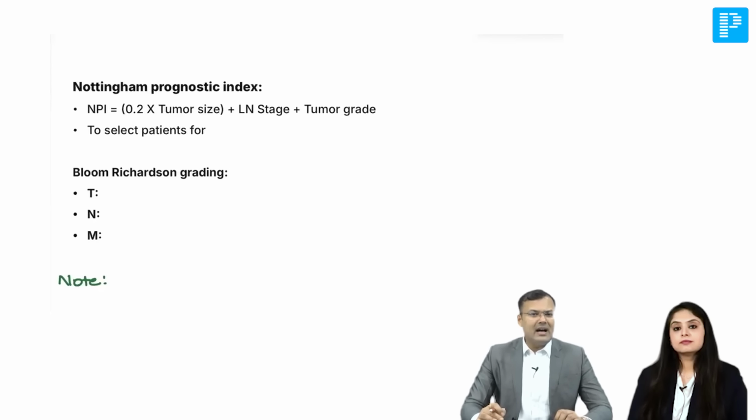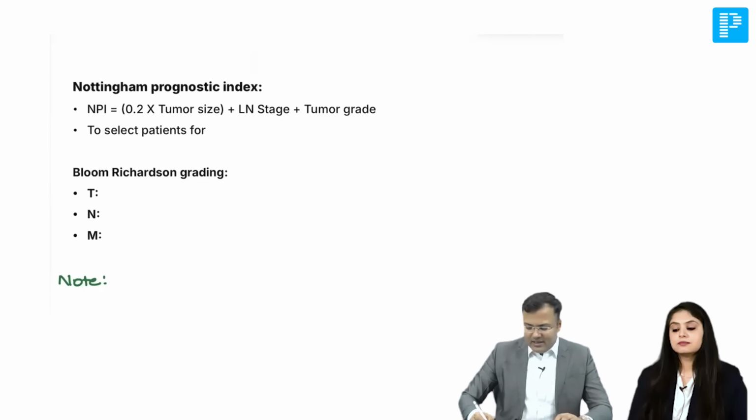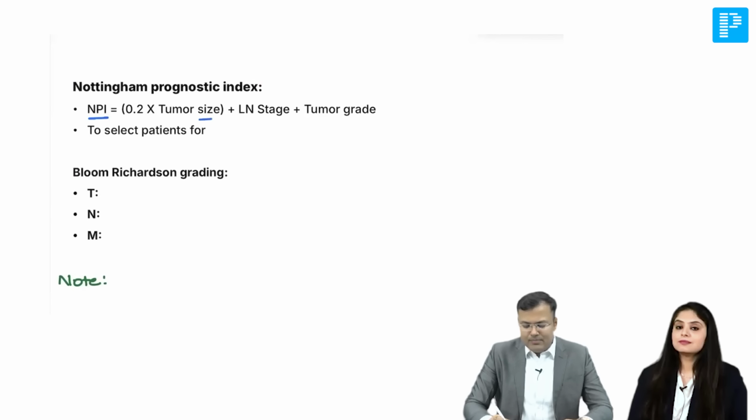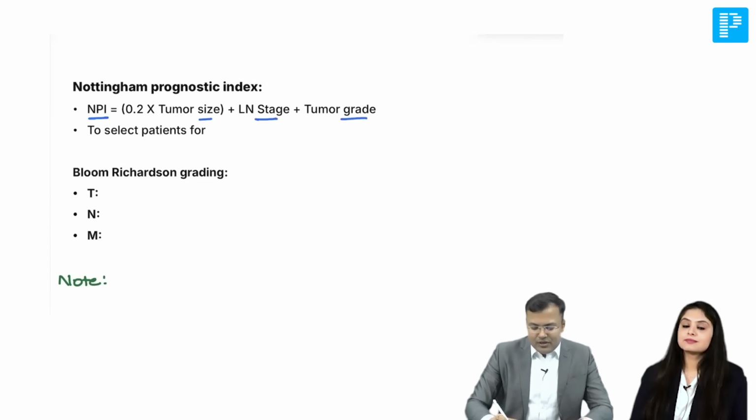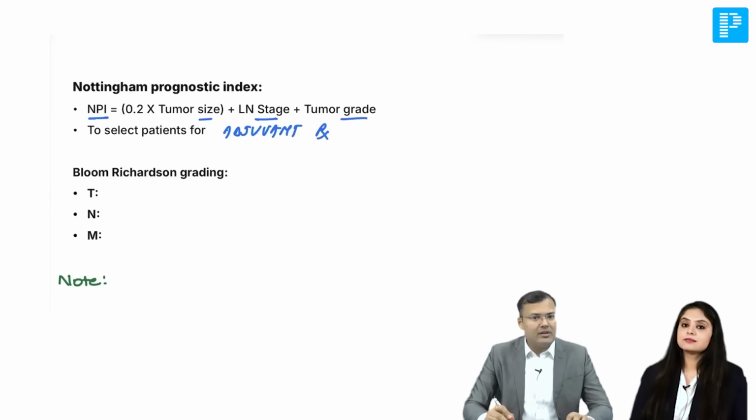Nowadays, questions are asked about prognostic index. One is Nottingham prognostic index, and guys, the formula is NPI. Nottingham prognostic index is 0.2 into tumor size plus lymph node stage plus tumor grade. So you can see the size, the stage, the tumor grade. So why are we calculating this Nottingham prognostic index? To select the patient for adjuvant treatment, whether after surgery this patient requires adjuvant treatment or not.